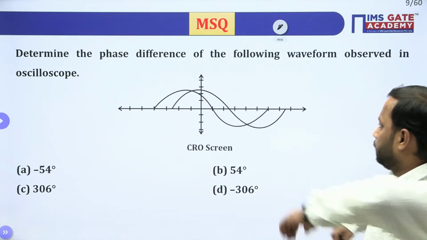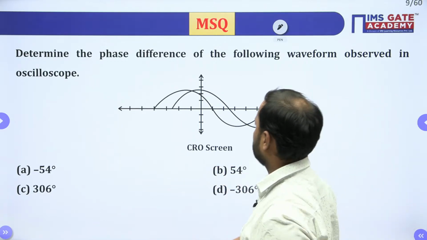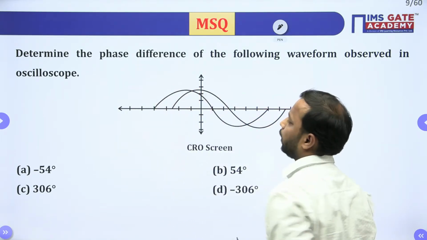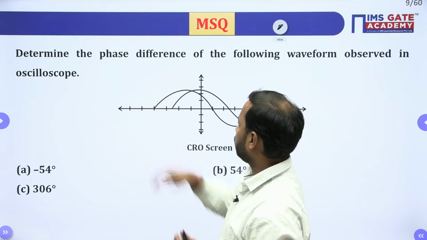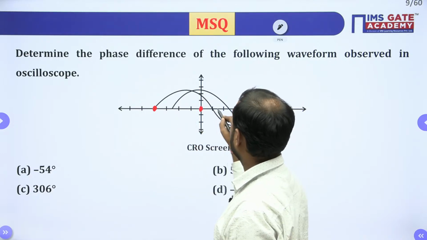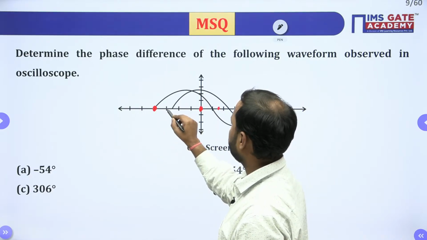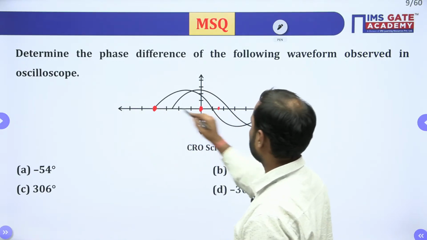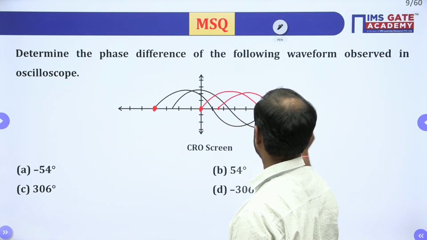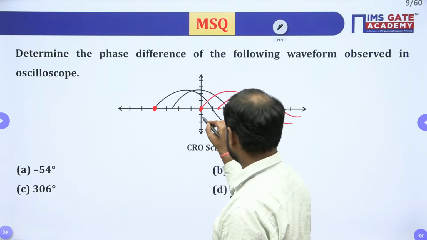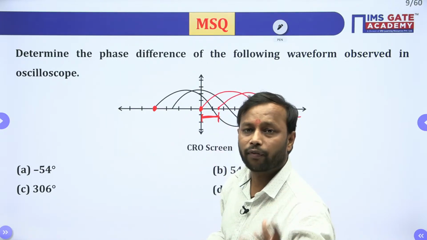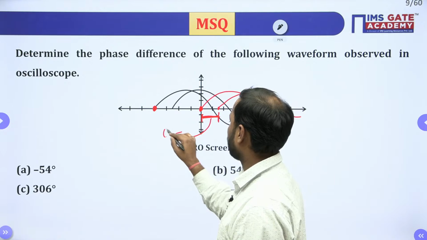Now see here. If you shift these two diagrams towards the right hand side, such that this point comes here and this point will shift here, because this is one division and this is a half division. So this will start like this, and this will be like this. This difference is the phase difference, which is phi.